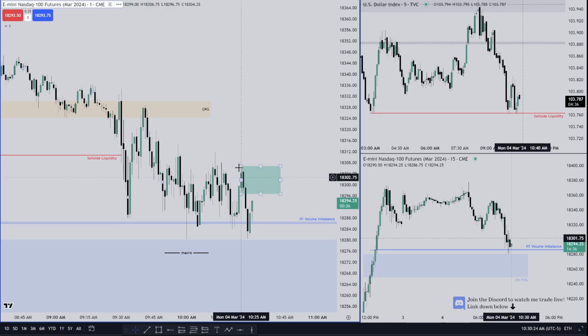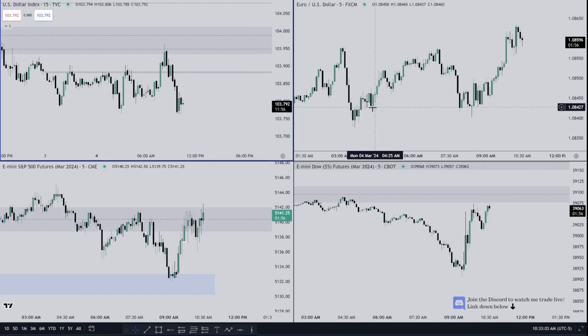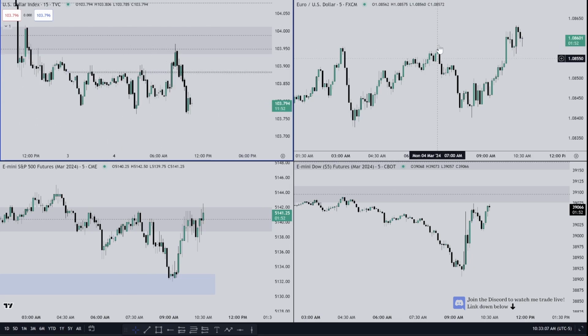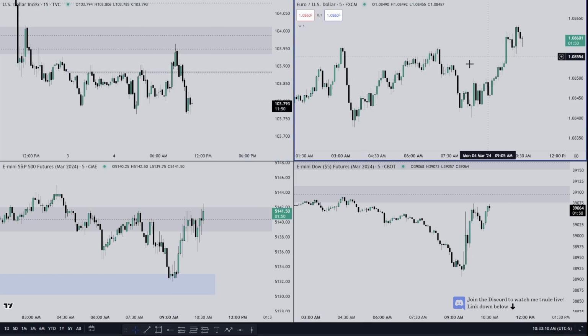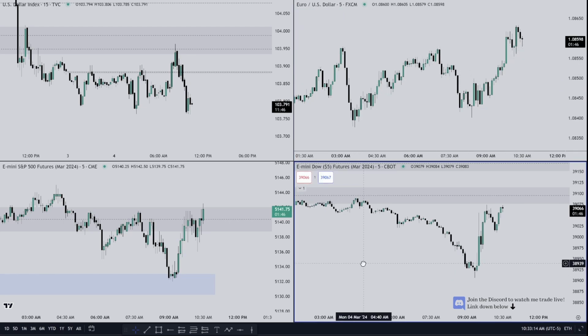Low, high, lower low. Last up close candle. If we get above this high, I'll be seeing that as a breaker. This is what I always have pulled up on my second screen, dollar index. Then I have either euro dollar or pound dollar in the top right. And at the bottom, I have ES and I have the Dow.